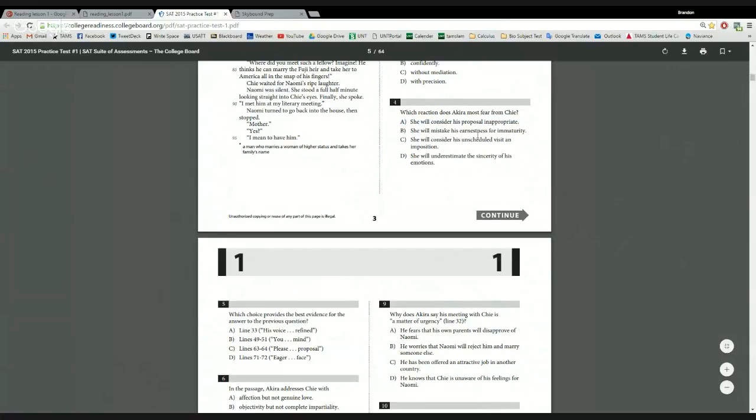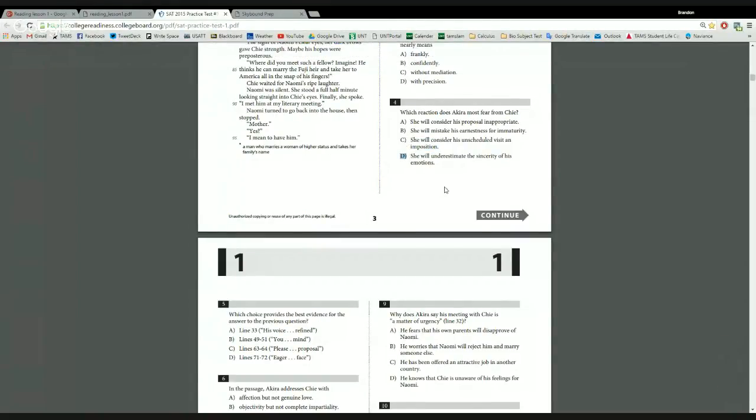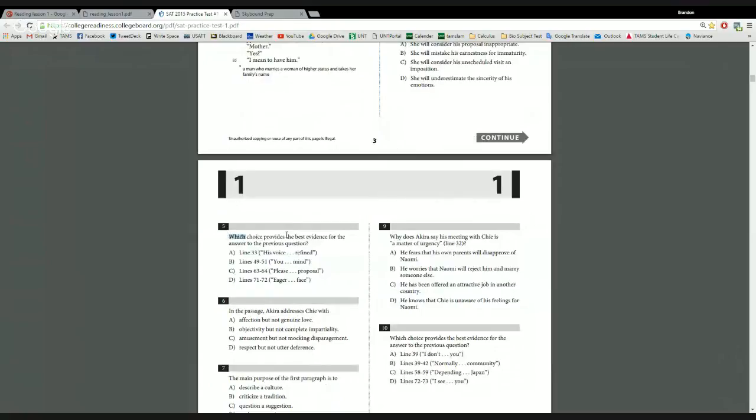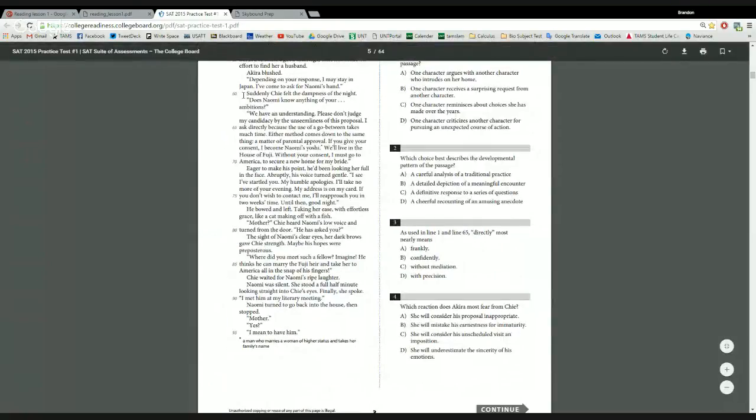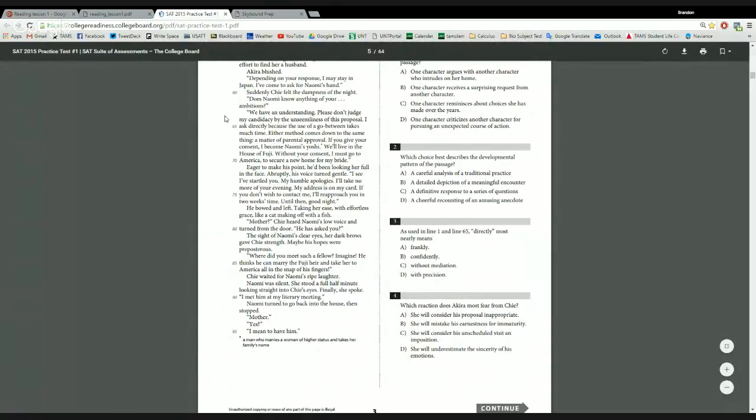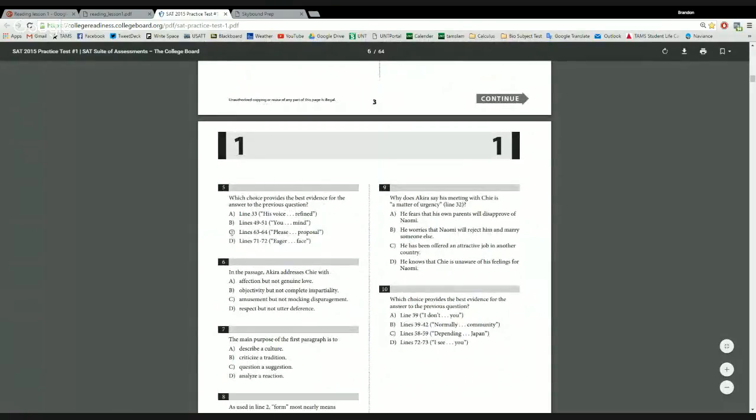She will mistake his earnestness for immaturity. That's not correct because we can't assume it's immaturity. She will consider his unexpected visit an imposition. She never really expected the visit anyway, so she wouldn't know. She'll underestimate the sincerity of his emotions. There's nothing about emotions here. Most correct answer there. And this is evidence-based, so where is it clearly stated in the passage? It's clearly stated in lines 63 and 64, answer C.